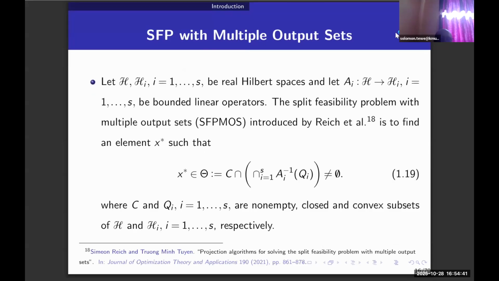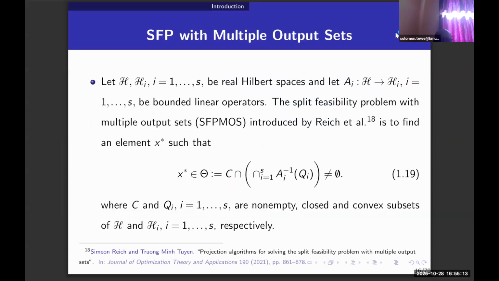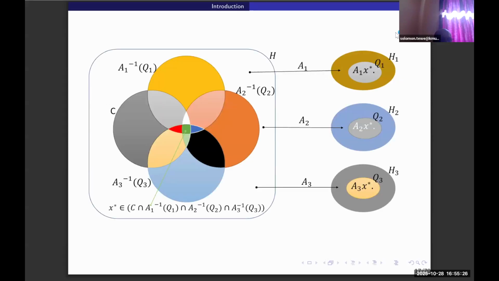The other generalization is the split feasibility problem with multiple output sets. So here it is given by equation 1.19. If you consider, for example, S equal to 1, this problem reduces to the original problem, that is the split feasibility problem. This is how we express it graphically, where we have three operators, A1, A2, A3. We have three output sets, Q1, Q2, and Q3. So this is simply the split feasibility problem with multiple output sets. This is the algorithm developed by the authors, which is given by 1.20. The authors that I have mentioned earlier, Simon and others.